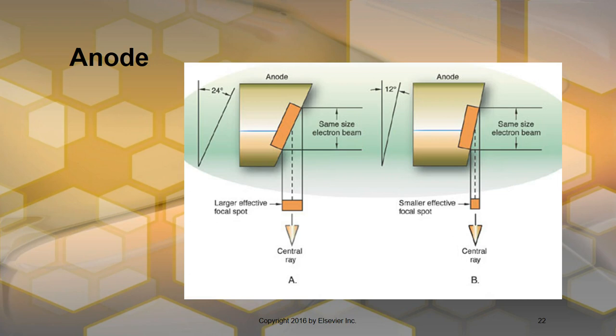Usually the angles are 7 to 18 degrees for a general purpose tube, and 12 is the most popular or the most common. The smaller the angle, the smaller the effective focal spot is, and that means that a large actual focal spot size dissipates the heat a little bit better, but it improves your image. This would be the same size, but because this has less angle, this is a smaller effective, and this is going to give you a better image. So this is what we want to use whenever possible.